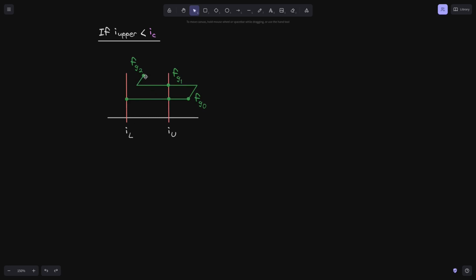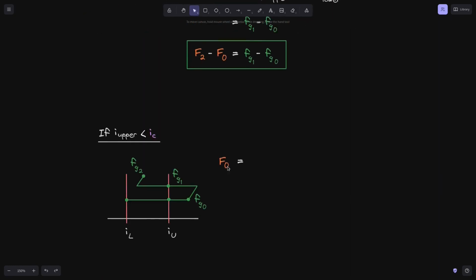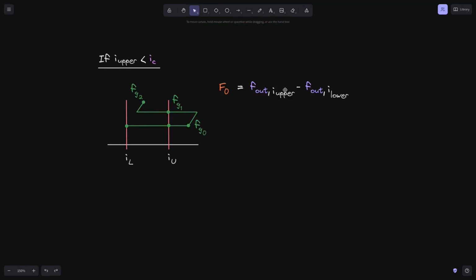And what we're going to do is calculate the fee growth inside at time t2, when the current tick is in between tick I lower and I upper. Again, we'll start by calculating f of 0. So again, remember that at time t0, we have the current tick over here, which is above both I lower and I upper. So going back up, the equation that we'll need to use is this equation: f out of I upper minus f out of I lower. Okay, so what is f out of I upper equal to?